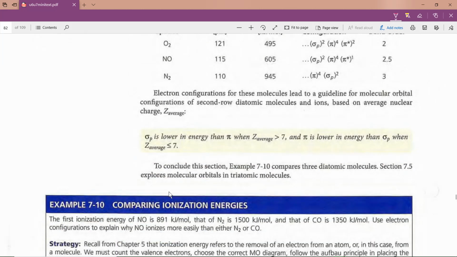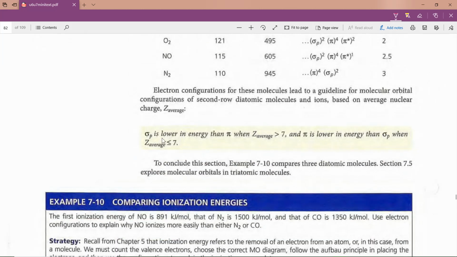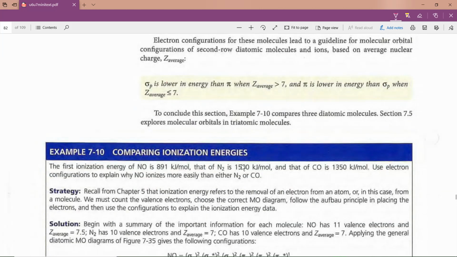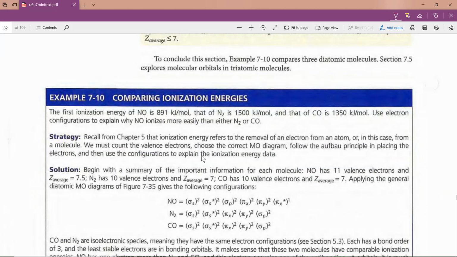To summarize it, you could say that the sigma p is lower than a pi set when the average atomic number is greater than 7, and pi is lower than sigma p when the average atomic number is less than or equal to 7. Okay? So N2 is going to have a higher first ionization energy. It's just a more stable molecule than NO, and CO is in the middle there. So NO ionizes more easily.